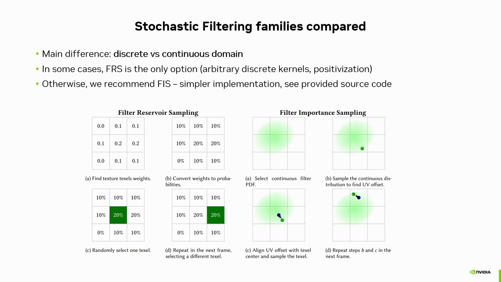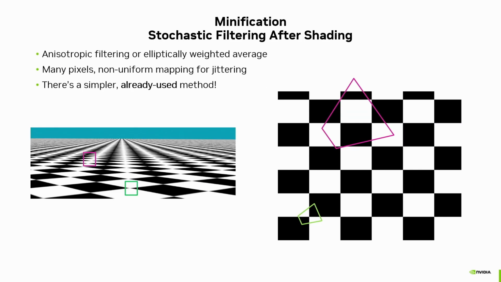Why is that so? The main difference between those 2 families is that one operates on the discrete filter weights and discrete kernels, the other one on continuous filter PDFs. In some cases, if you have just arbitrary discrete weights and kernels, or you want to use this technique of positivization, you have to use the discrete domain. But in all the other cases, we recommend using this continuous approach, filter importance sampling, mainly due to much simpler implementation, which we provide in the supplementary material. It can be literally just 3 lines of code.